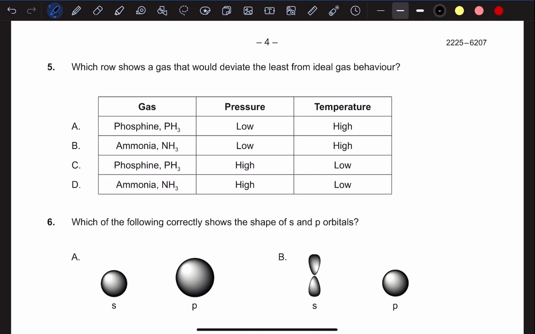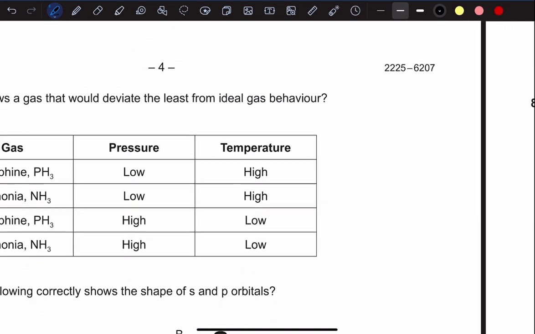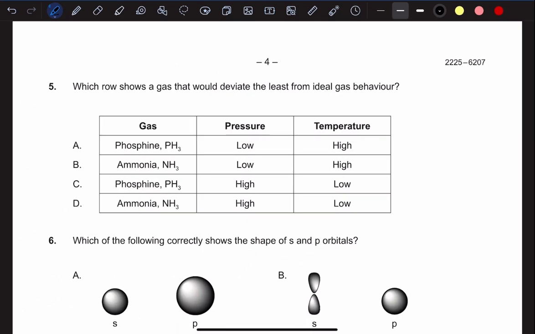Alright, so it says, which row shows a gas that would deviate the least from ideal gas behavior? Okay, before we even look at it, let's identify what an ideal gas is. An ideal gas is a gas in which the gas particles are in constant random motion. That's the first key thing. The second key thing is that in the container the gas is filling, the volume that the gas takes up is negligible, right? It's so small we can count it as negligible.